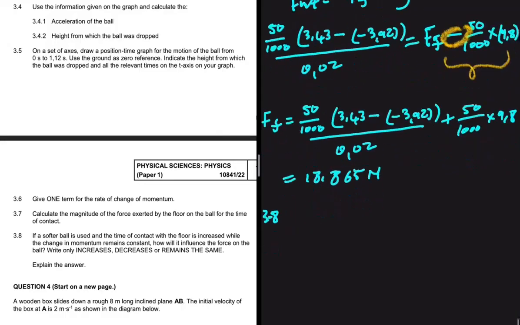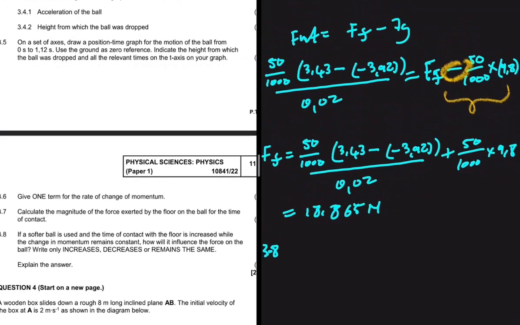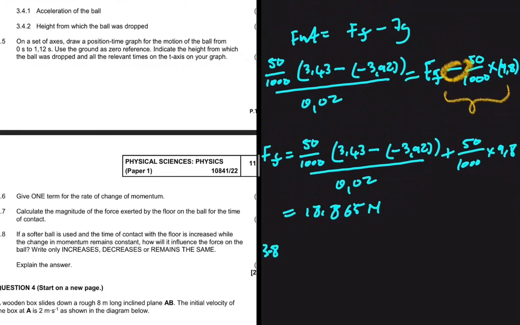Right, 3.8. In 3.8, the question is saying, if a softer ball is used and the time of contact with the floor is increased while the change in momentum remains constant, how will it influence the force on the ball? Only increase, decrease, or remain the same. It is going to decrease, so the answer here is decreases.